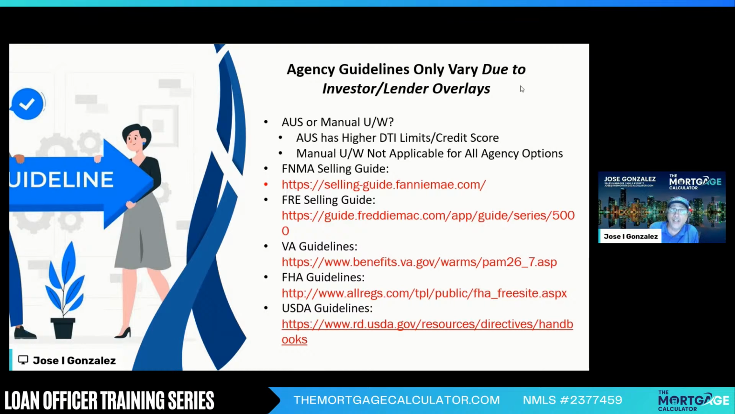Now, breaking it down a little bit here, when we're talking about agency guidelines, they only vary due to investor or lender overlays, right? That's a critical component there. Now, you see that I put there the different URLs for the Fannie Mae selling guide, Freddie Mac selling guide, VA guidelines, FHA guidelines, and USDA guidelines. Those are the raw guidelines, all encompassing.